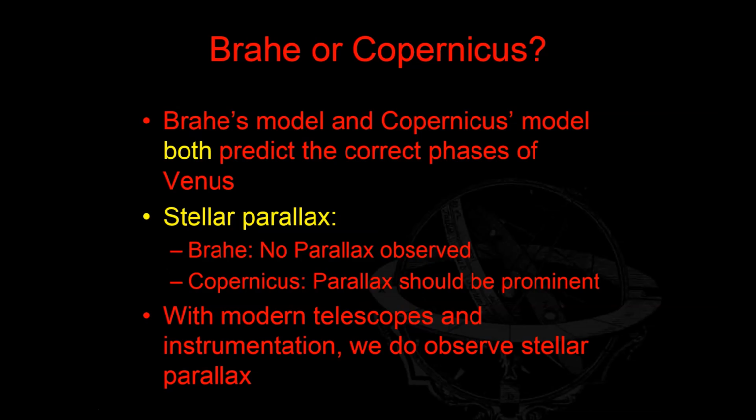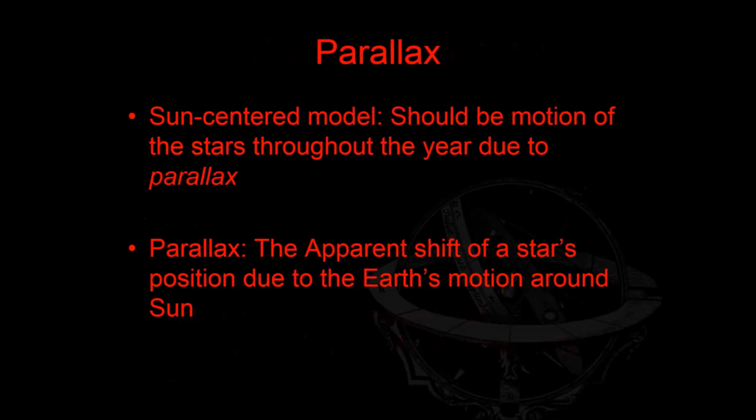Now, stellar parallax is actually a movement in the position of the stars due to the motion of the Earth in its orbit. And the reason they could not see it in the 1600s is because you really need a telescope. You need accurate observations and instrumentation in order to see the parallax of the stars. So before we continue here, let's talk a little bit about what parallax actually is and define it a little.